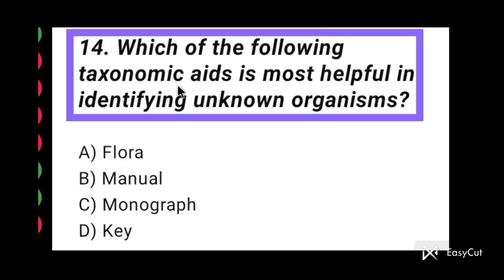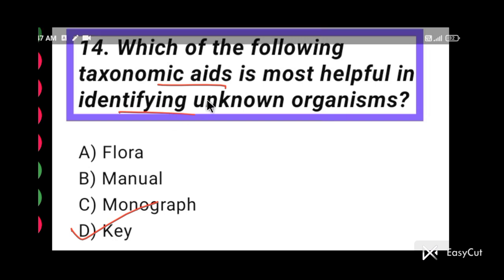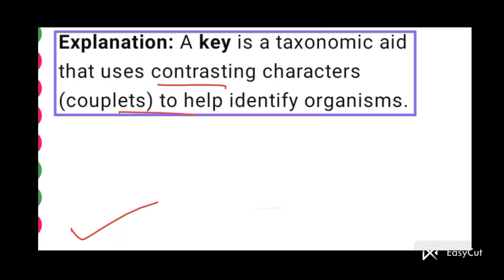Which of the following taxonomic aids is most helpful in identifying unknown organisms? So key is the taxonomic aid which is most helpful in identifying unknown organisms. Option D is correct for question number 14. Key is taxonomical aid used for identification of plants and animals based on the similarities and dissimilarities.